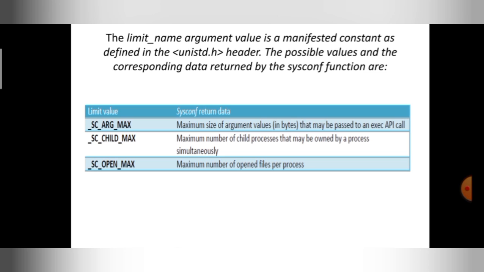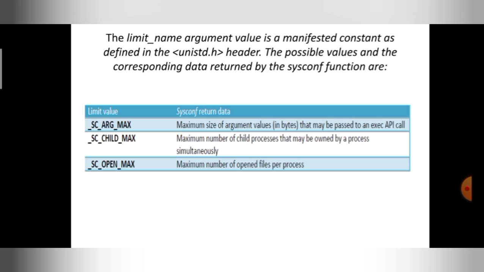Hope you understand. SC_CHILD_MAX is the maximum number of child processes that may be owned by a process simultaneously. It is going to return that value. If you want to know how many child processes can be owned by a process, just use this limit value. For example, if 10 child processes are allowed, it will return 10. If you define that as a limit, you can define maximum values like 10, 12, and so on. So if you want to know that value, you can use SC_CHILD_MAX.